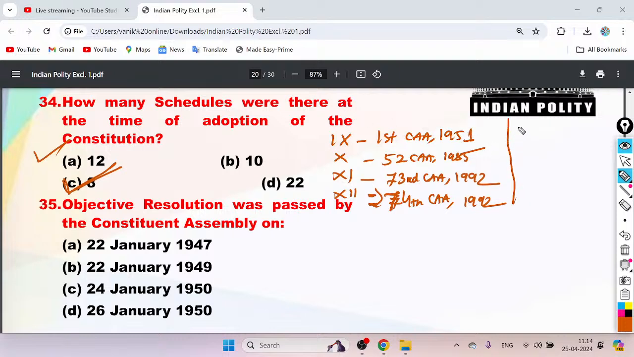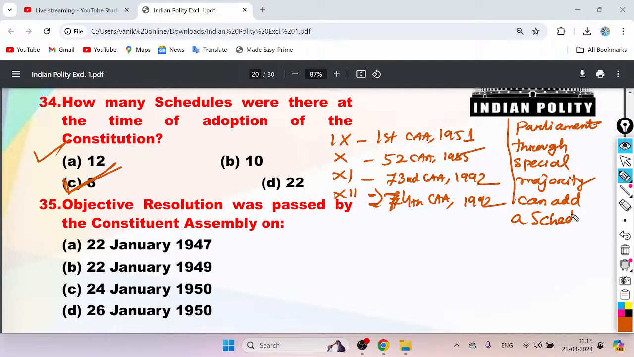Parliament through special majority can add a schedule to the Constitution. So the answer will be C.